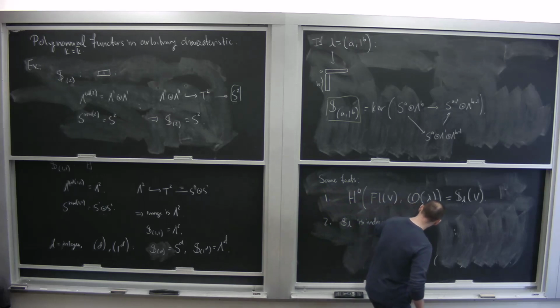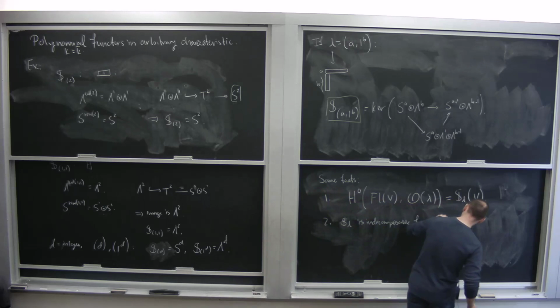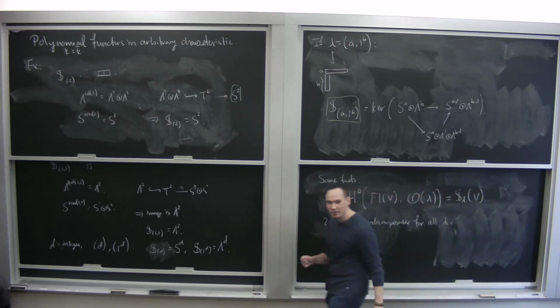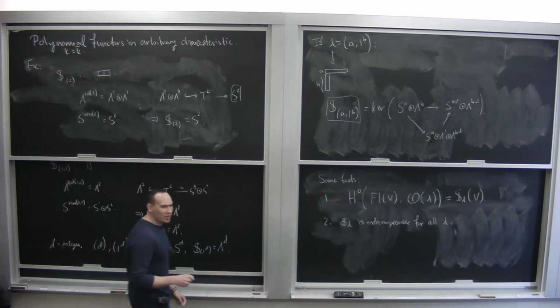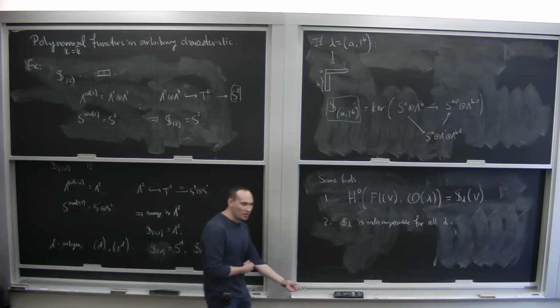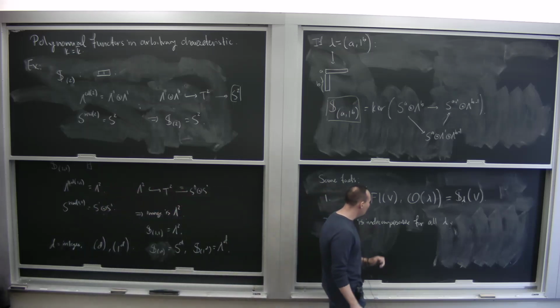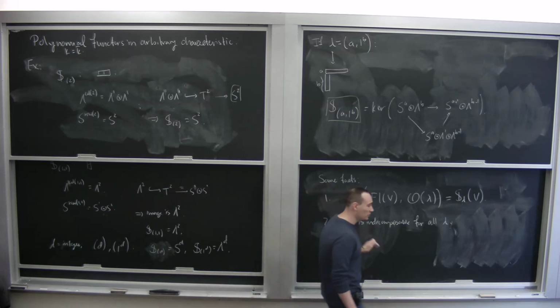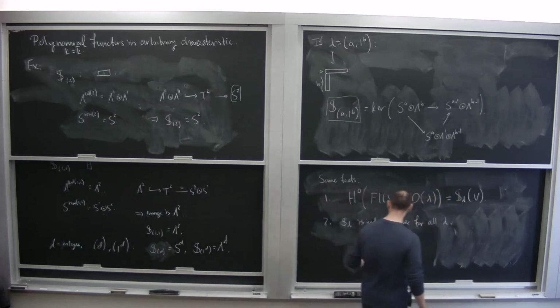Indecomposable for all lambda. And let me tell you what indecomposable means. Something is indecomposable if it cannot be written as a direct sum of two proper submodules. Now you may say, is this the same thing as being irreducible? No, it is not. It's equivalent in characteristic 0, but in arbitrary characteristic, these things are indecomposable. They are not irreducible. They have proper submodules, and I'll tell you exactly what they are in a second. So be careful with that.